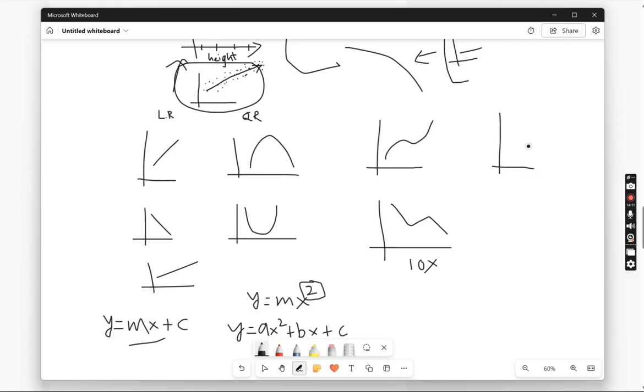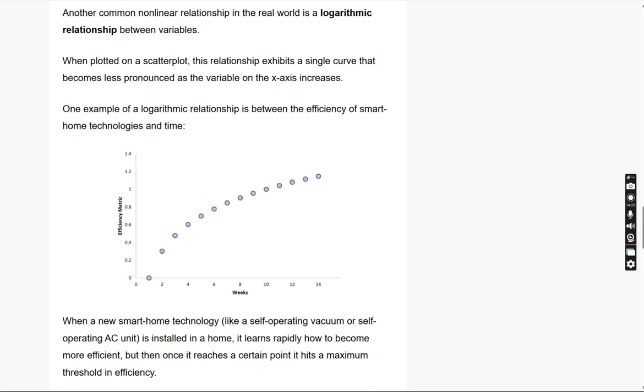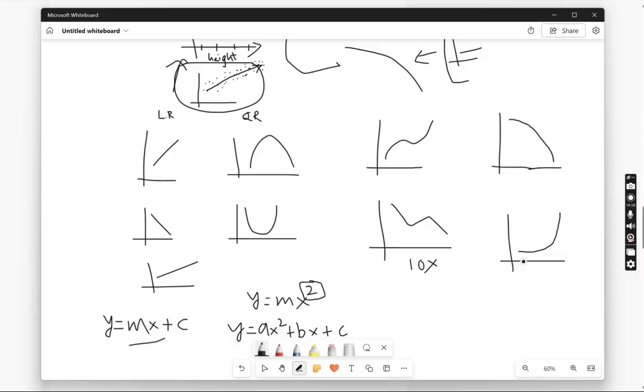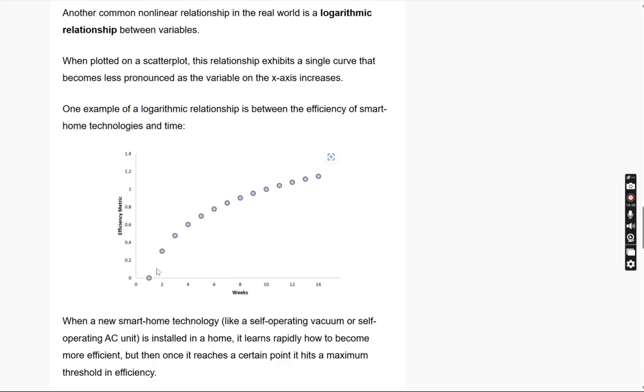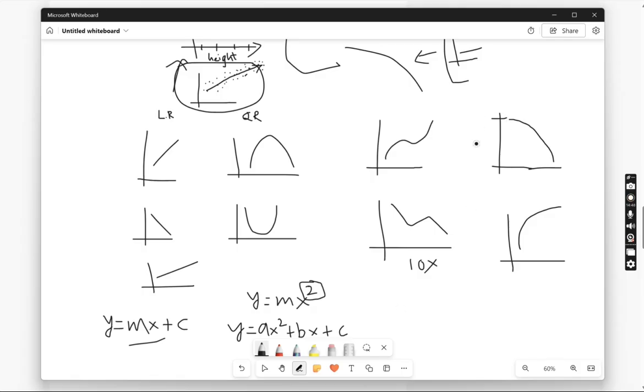So logarithmic means it should be either like this. First it should increase and then decrease, or first it should be more and then it should increase. Something like that. I think I have drawn, one second, something like this. So this is a logarithmic relationship. If you look at your smartphone battery efficiency, for the first few years it would be 100%, and over a period of time it will keep on decreasing.